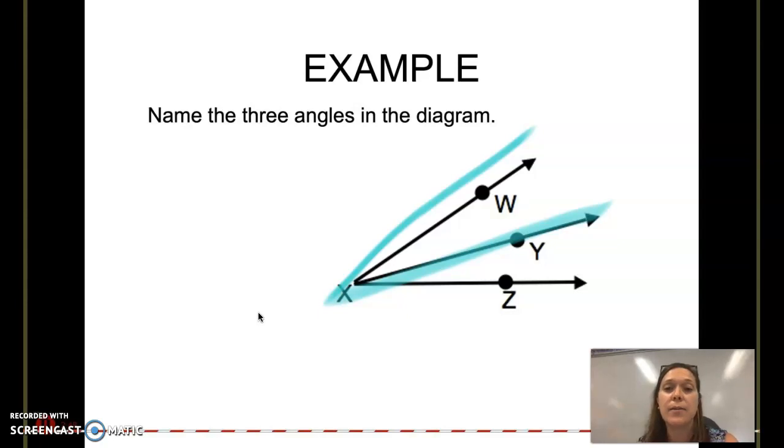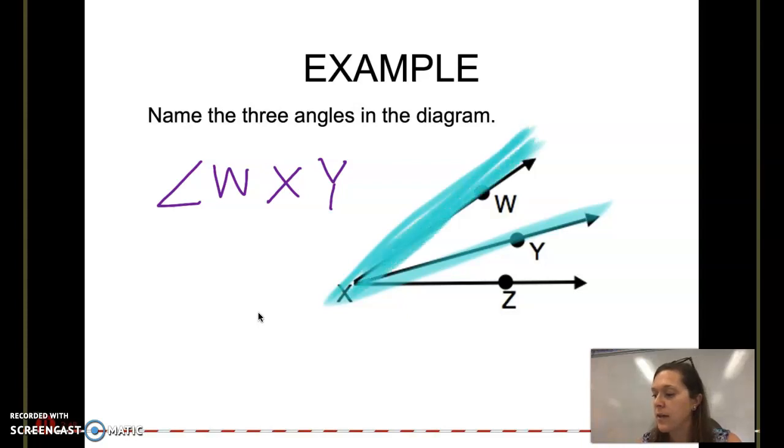So I have to be specific with my letters and the way that I arrange them when naming that top angle. So notice X is the vertex. So X needs to be the letter that's in between. What's the top point? W. What's the bottom point? Y. So that angle is angle WXY.